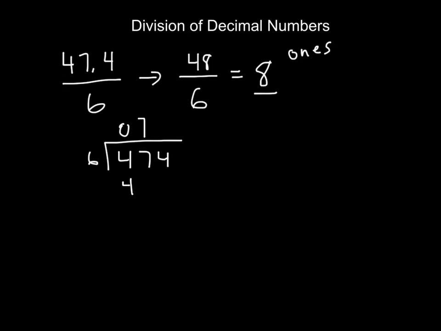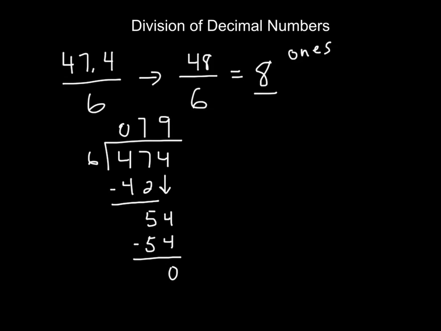Then after divide, I multiply. 7 times 6 is 42. I subtract, and I get 5. Compare, 5 is less than 6. So I see if there's anything to bring down. I can bring down the 4. Then I'm back up top to divide. 54 divided by 6 is 9. Then I multiply the number I just put at the top, 9, times the divisor, 6. 9 times 6 is 54. Subtract, and I get 0. 0 is less than 6. There's no more numbers to bring down, so I'm done with the problem.